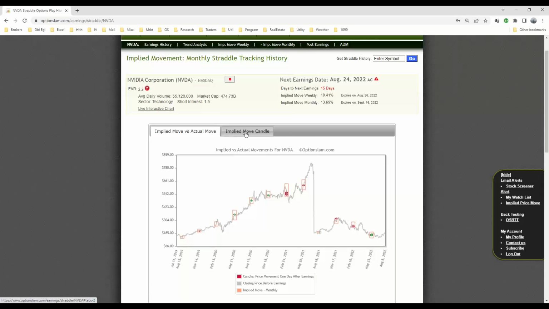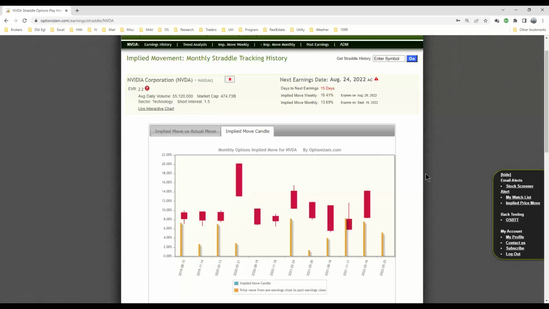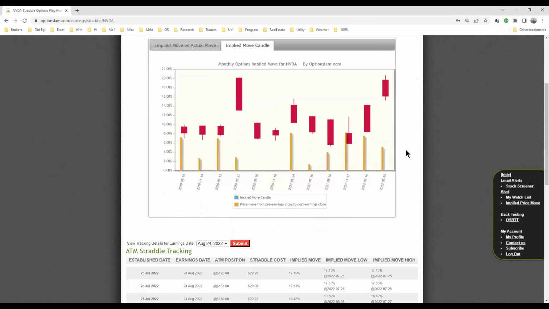Now, talking about how that straddle evolved over time, we're going to go to the implied move candle chart here. And I thought NVIDIA was one. You see, they're all red candles, and this is very typical. It's not often that you'll see a green candle here. And this is in the spirit of Japanese candlestick charting, okay?